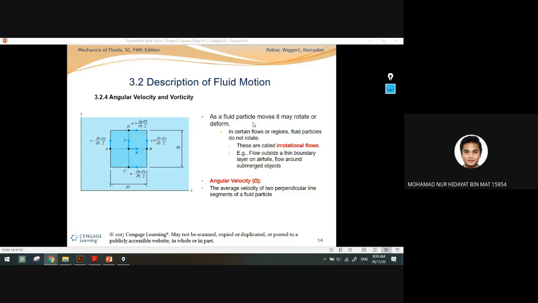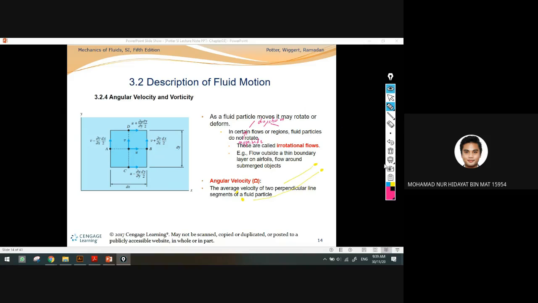As the fluid particle moves, it may rotate or deform. Previously you have learned that when the fluid moves, for example, this is a fluid particle moving.